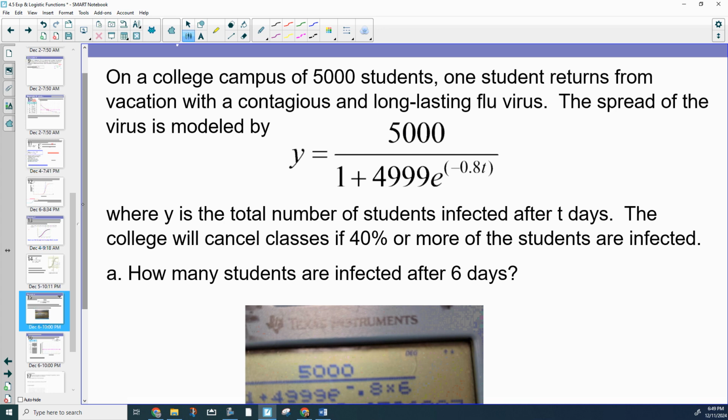So first we got to know how many 40% would be. So 40% of 5,000 would be 0.4 times the 5,000, which is, 4 times the 5,000 is 2,000. So when it hits 2,000, they're going to close down the campus.